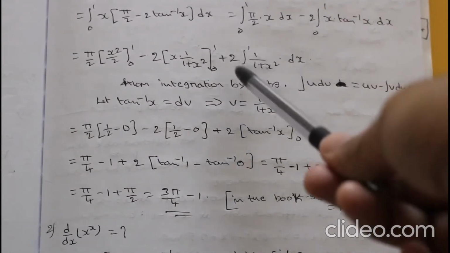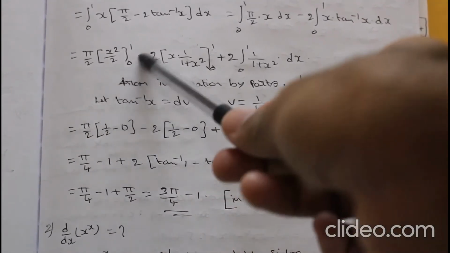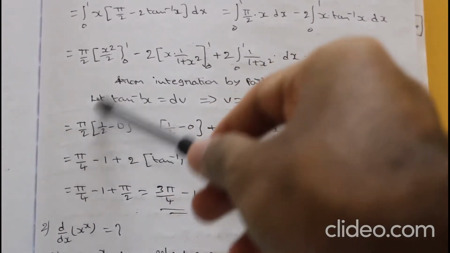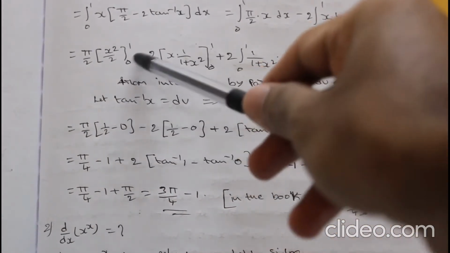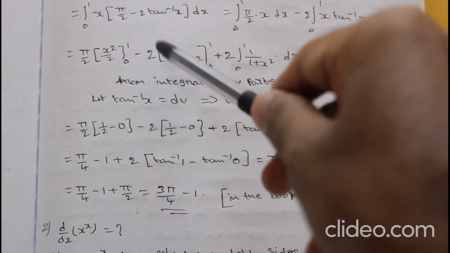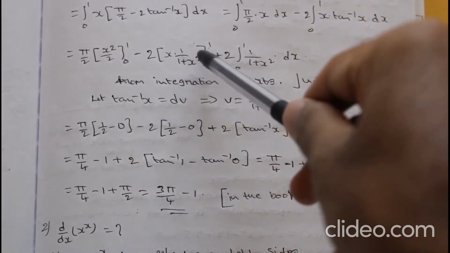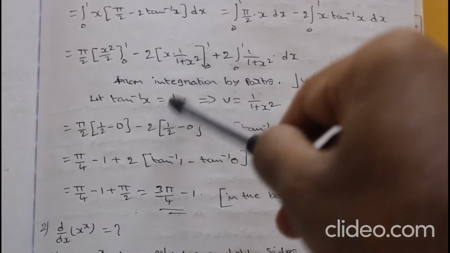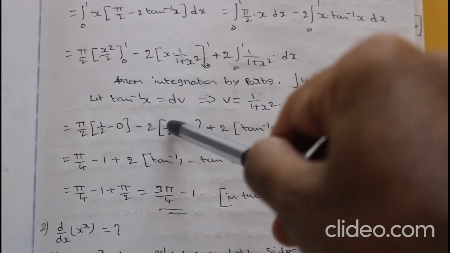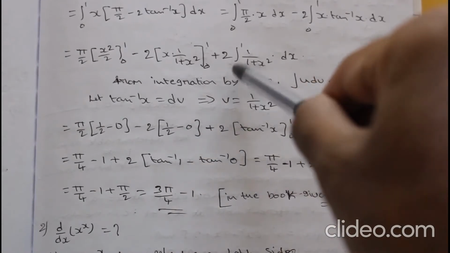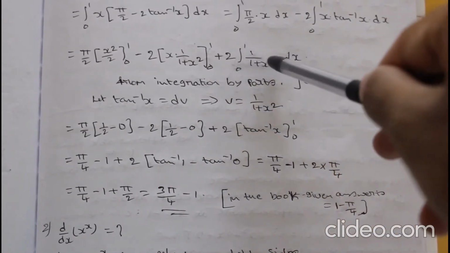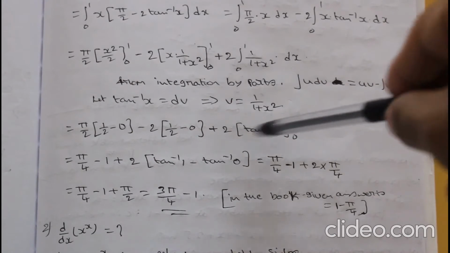Now apply the limits. Pi/2 into, after substituting 1, it will be 1/2 minus 0. Minus 2 into, after applying the limits, 1/(1+1), so that will be 2 into 1/2 minus 0. Plus 2 into integral from 0 to 1 of 1/(1+x²) dx, which is nothing but tan inverse x.